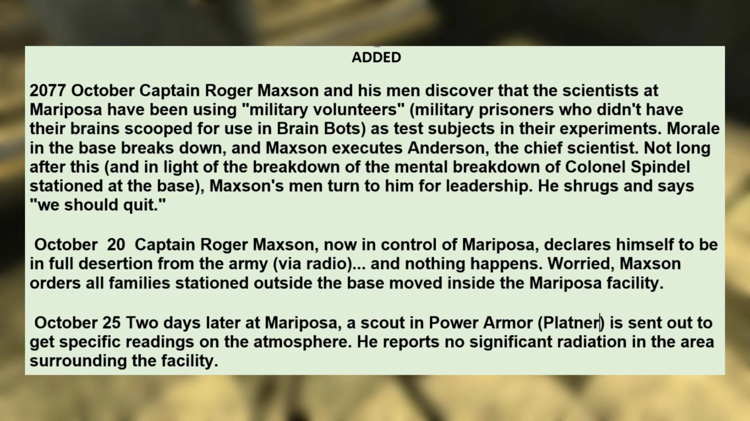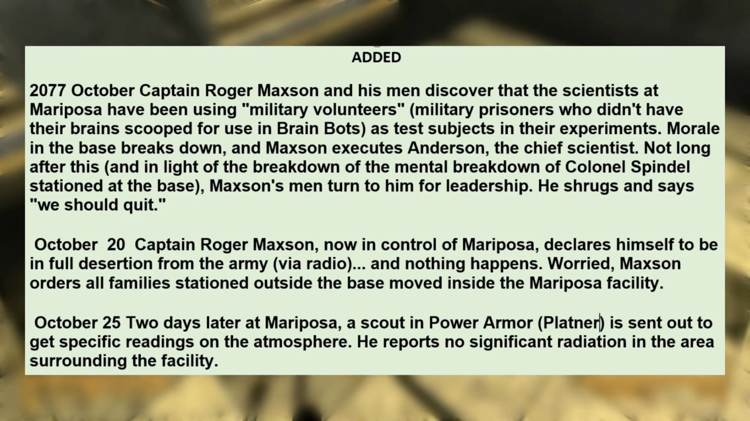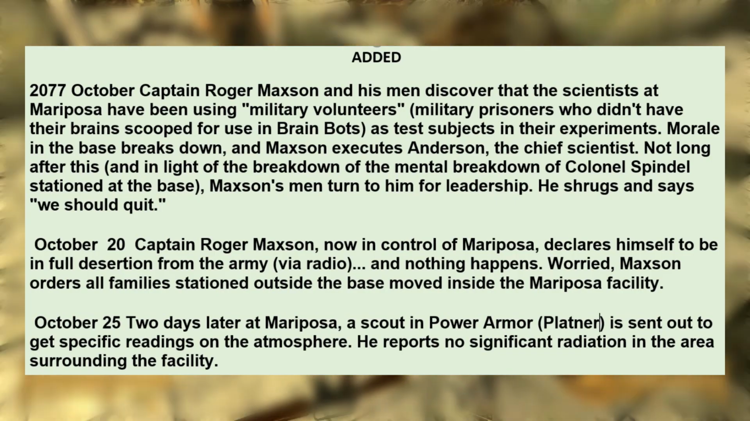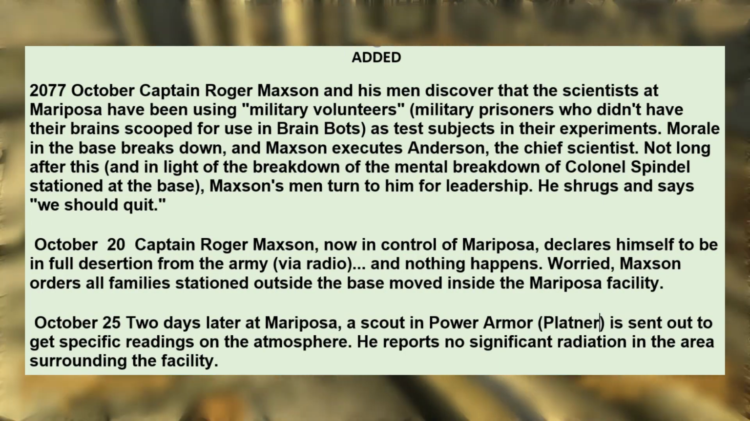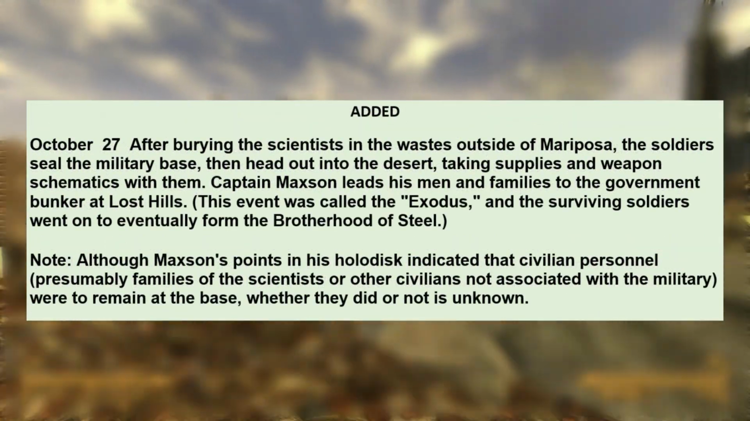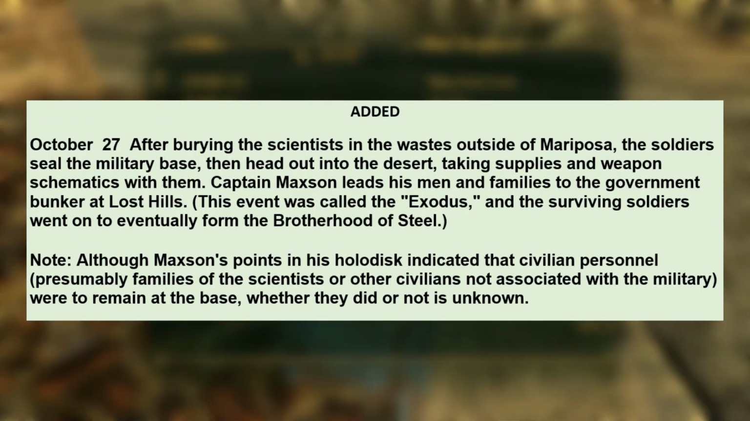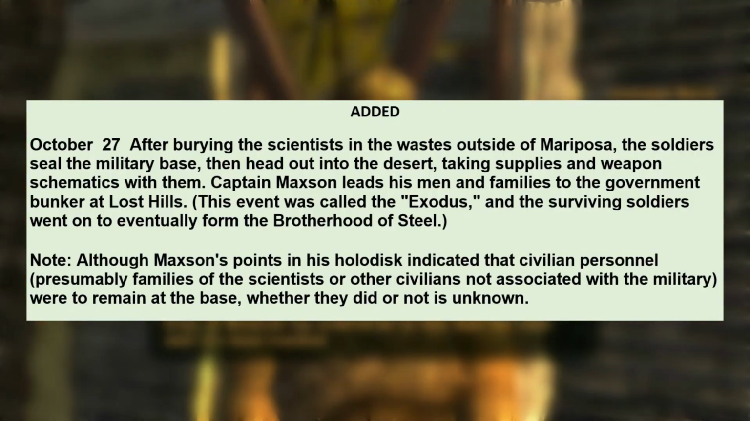Later in October, Captain Roger Maxson, now in control of Mariposa, declares himself to be in full desertion from the army via radio, and nothing happens. Worried, Maxson orders all families stationed outside the base moved inside the Mariposa facility. October 25th, 2 days later at Mariposa, a scout in power armor, Plattner, is sent out to get specific readings on the atmosphere. He reports no significant radiation in the area surrounding the facility. October 27th, after burying the scientists in the wastes outside of Mariposa, the soldiers seal the military base, then head out into the desert, taking supplies and weapon schematics with them.